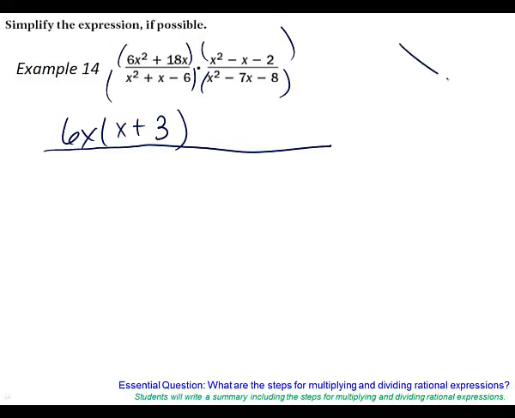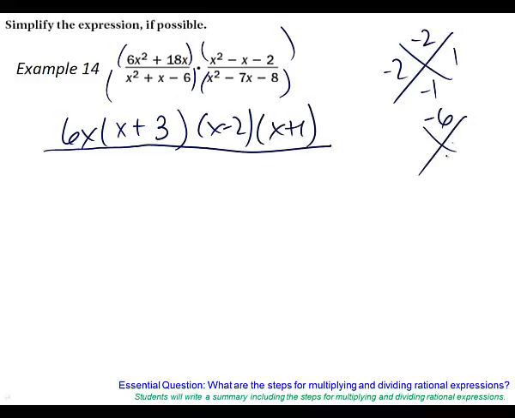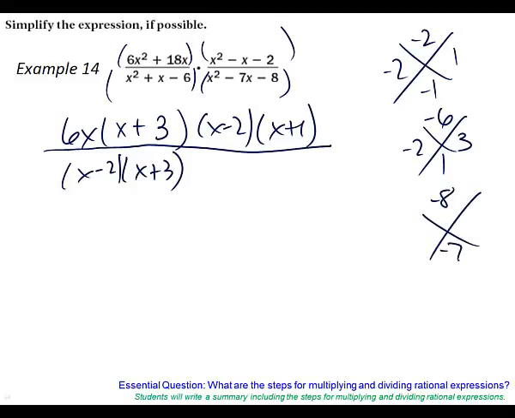Okay, let's check it. So, 2 numbers that multiply to -2 and add to -1. -2 and 1. Okay, so we get x minus 2 times x plus 1. All right, in this one here, 2 numbers that multiply to -6 and add to 1. -2 and 3. Do we agree? Yes. I heard one person. That's why I'm asking. All right, 2 numbers that multiply to -8 and add to -7. -8 and 1. Good.